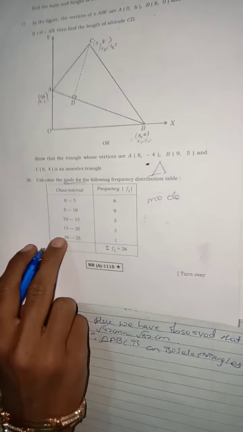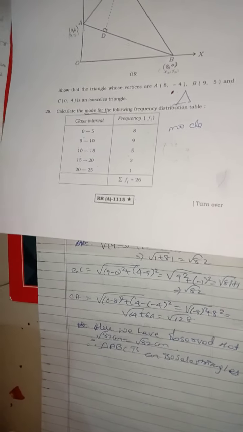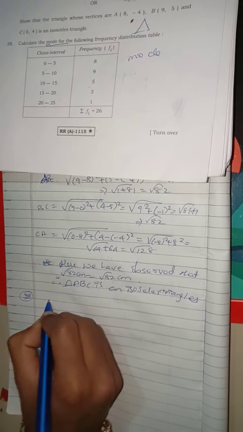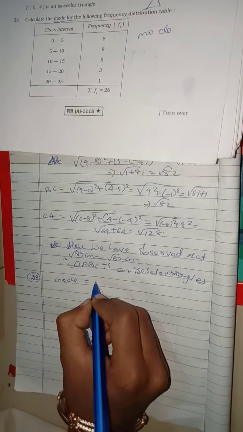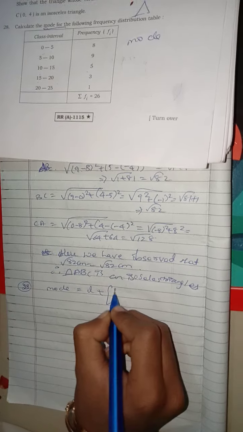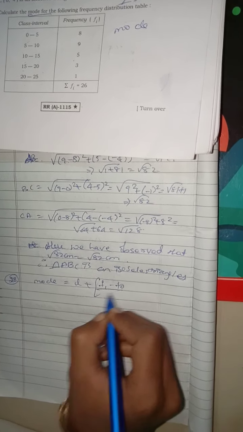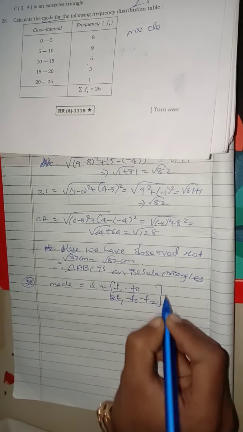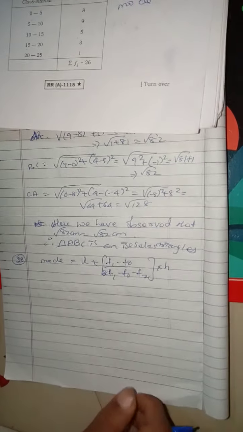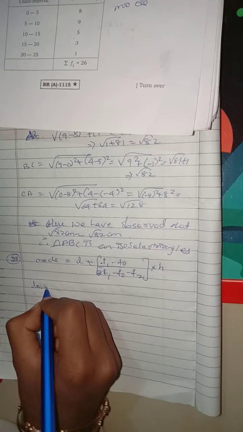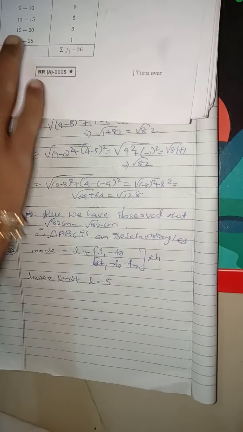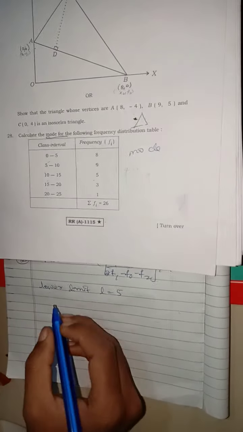Now we know the formula for the mode directly. That is the mode formula, 28th question. Mode is equal to L plus (F1 minus F0) divided by (2 F1 minus F0 minus F2) into H. Here we have to write the given. First the lower limit: L is equal to 5. From the modal class interval, the lower limit is 5.